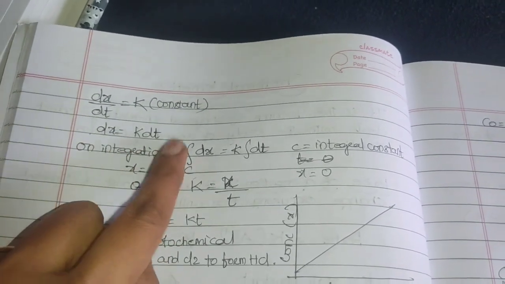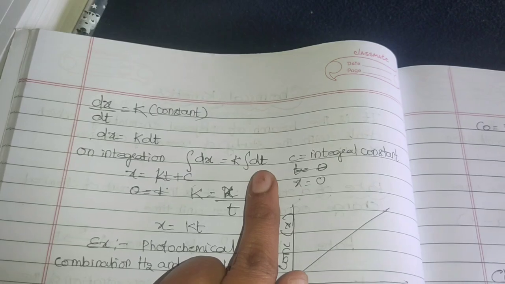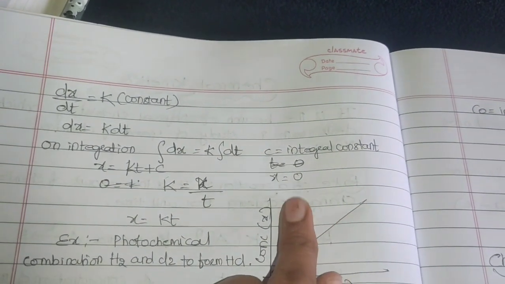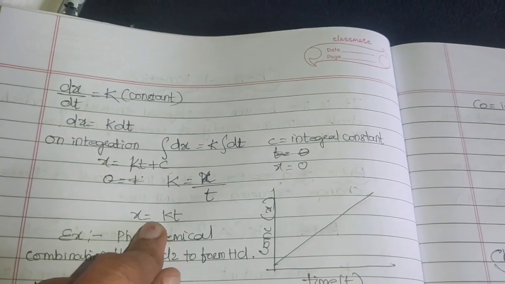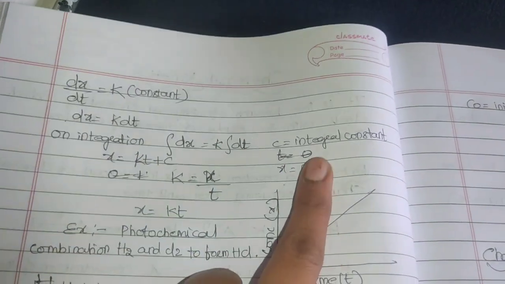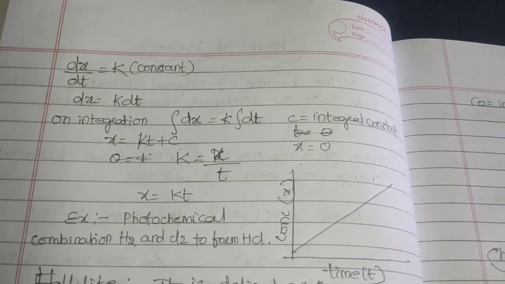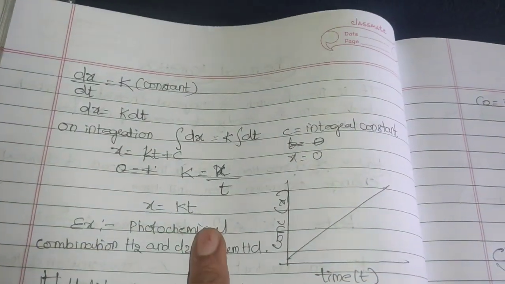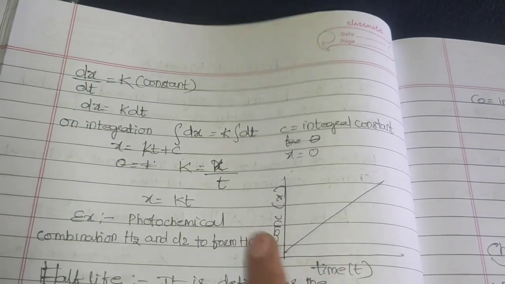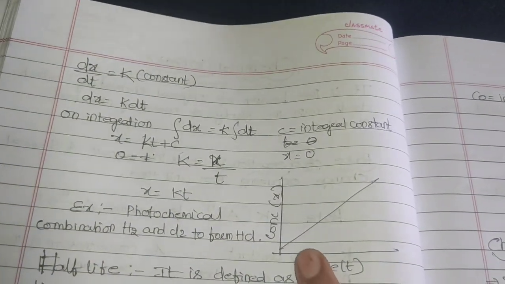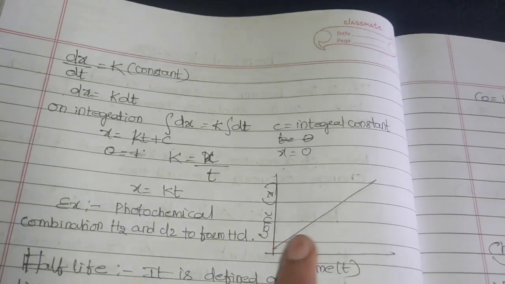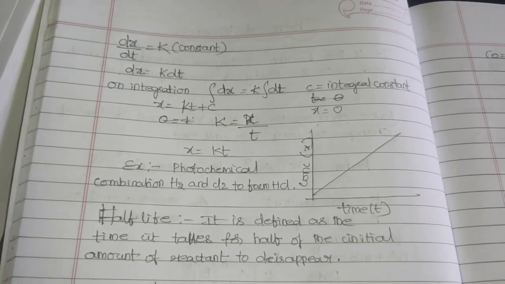On integration, dx is equal to k integral dt, where C is the integration constant. When x is equal to 0 and we take C as 0, we get x is equal to kt, in general x is equal to kt plus C. So where C is the integration constant and we take it as 0, x is equal to kt. When we draw a graph of x against time, we will get a straight line originating from the origin. So like this we can describe a zero order reaction.